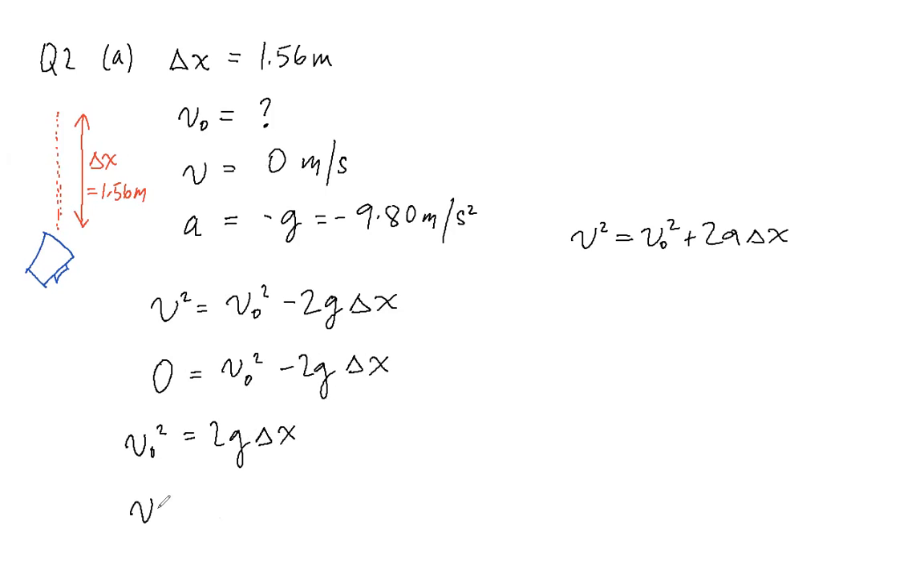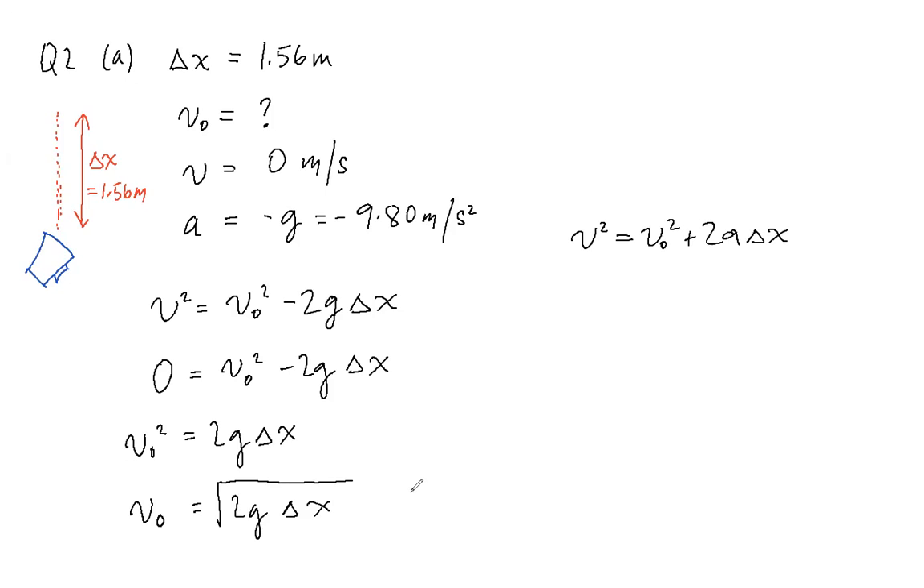So we get v0 squared is equal to... oh sorry, hang on, taking the square root of both sides. So we take the square root of each side, we get, right, the square root of something squared is just the thing itself, but here we have 2g delta x.